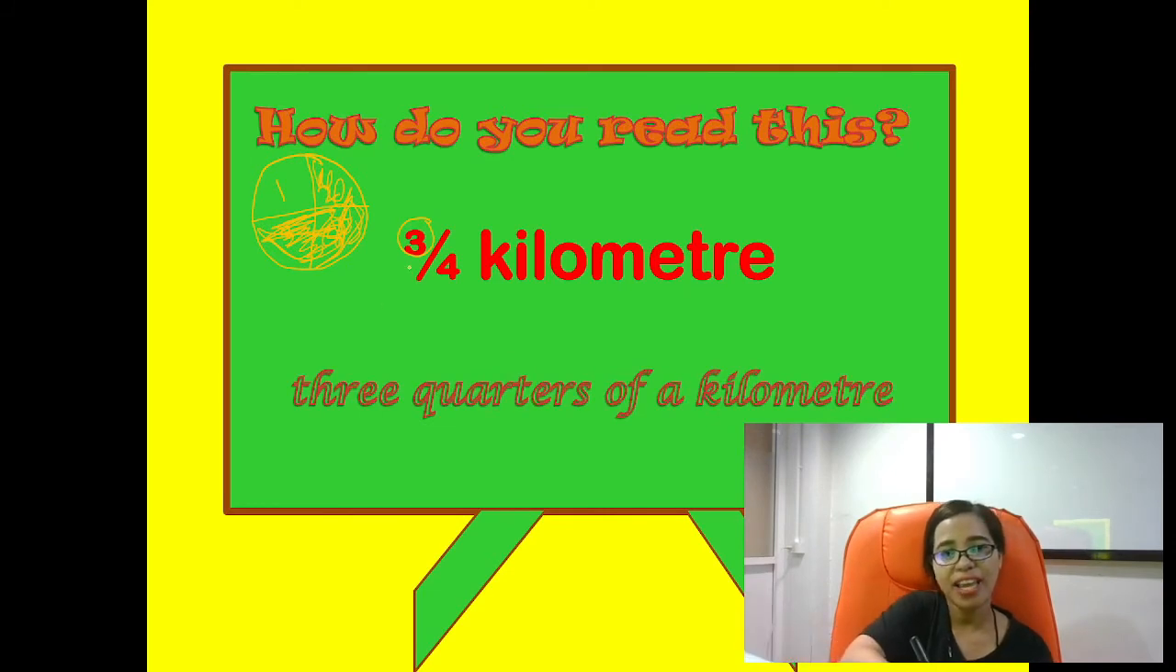So, 3 like this. This is 1/4, 1/4, and also this one is a 1/4, right? So if you add them together, that is 3/4, and the term there is three quarters. 3/4 of a kilometer. Okay, 3/4 of a kilometer. Please repeat after me.